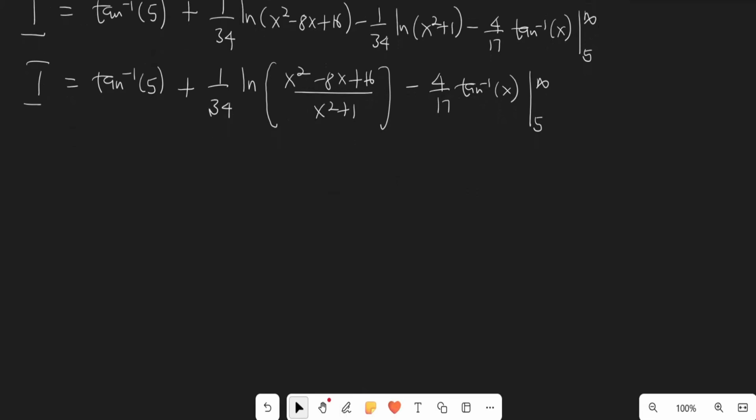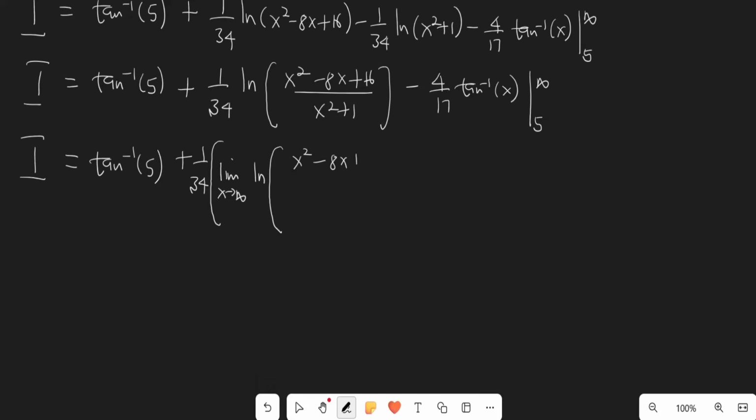We are now going to plug in the limits of integration. So the first one is a constant, it doesn't matter. So the tan inverse of 5. And now we are going to take the limit. So we are going to have plus 1 over 34. Why not? And now we are going to have this, the limit as x approaches infinity of the ln. Because we are taking the limit as x approaches infinity, I'm going to divide the numerator and denominator by x squared. Minus 8x plus 16 divided by x squared, and I'm going to do the same thing to the denominator, divided by x squared, to maintain equality, right? And then minus, that is the upper limit, minus the lower limit, right?